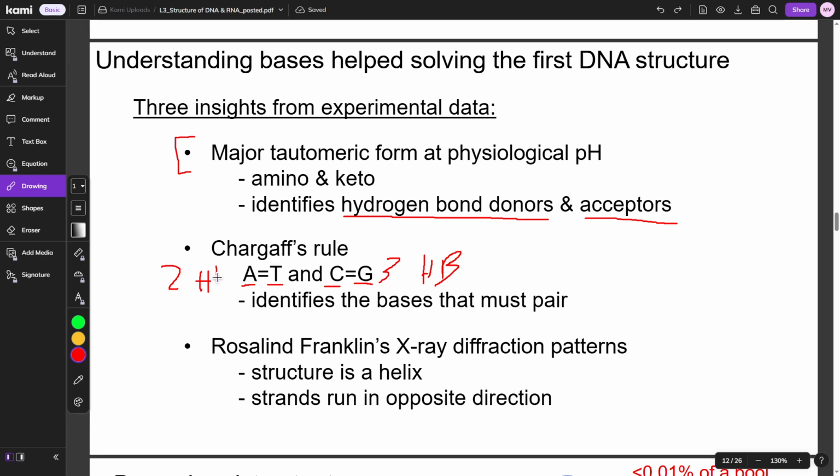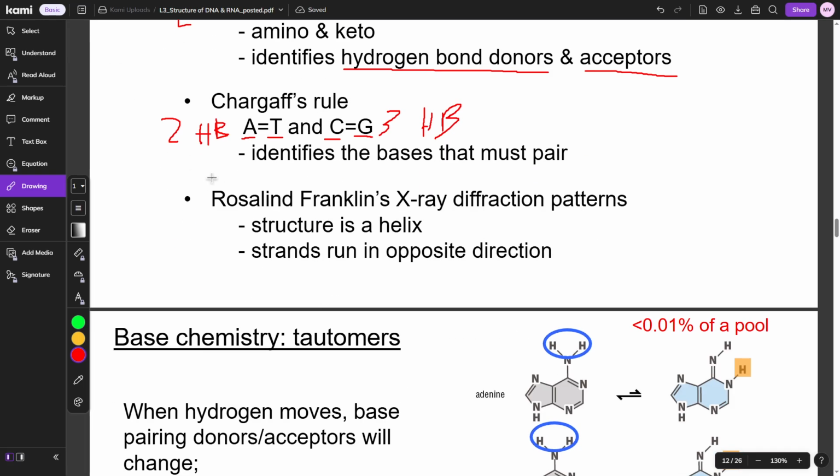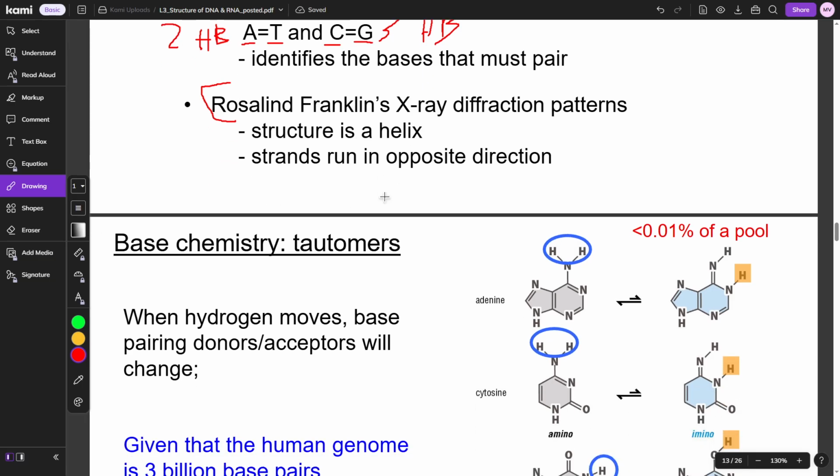Oh my goodness, bro. But yeah. And then Rosalind Franklin, cool. She discovered the helix, stuff like that. Great.